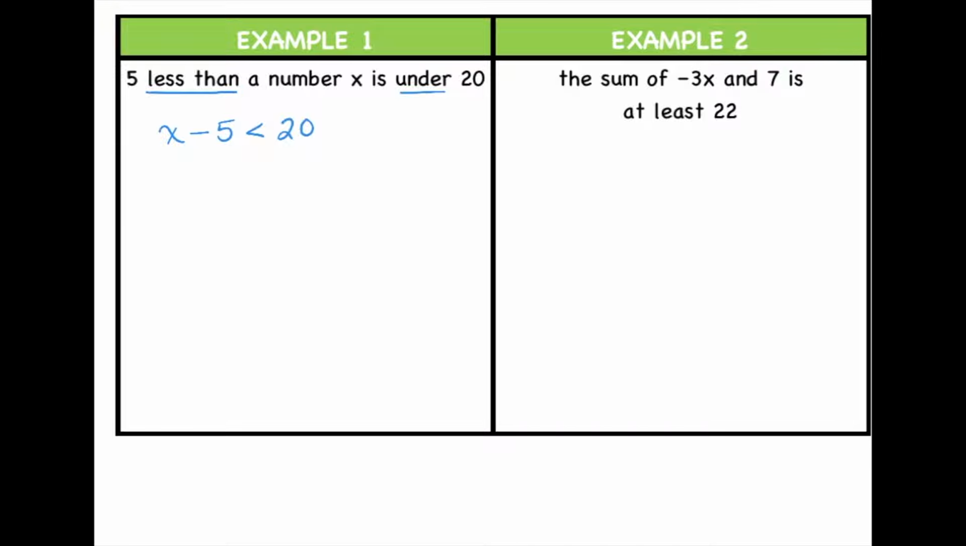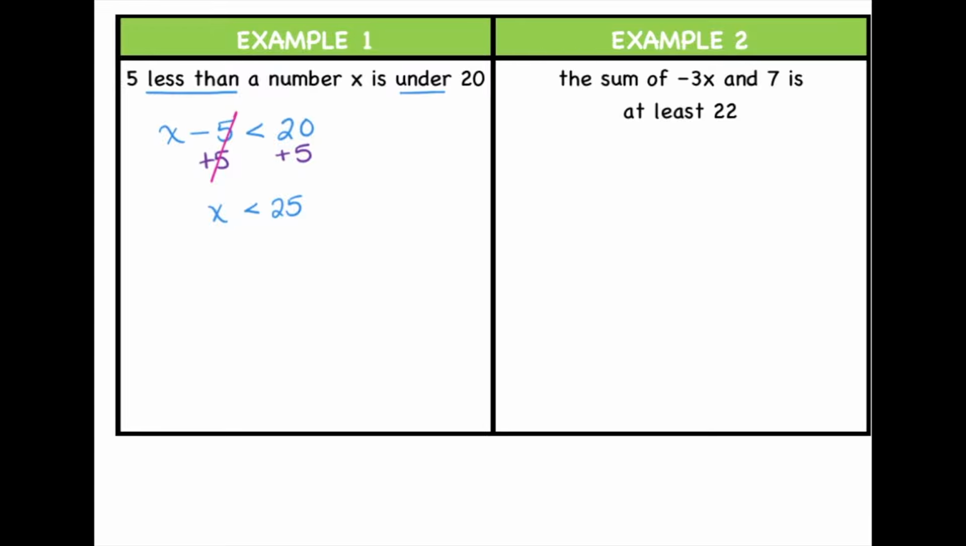Now we would solve this by performing our inverse order of operations. So first we need to add 5 to both sides, which cancels out the 5 on the left, leaving us with our final answer, which is x is less than 25.